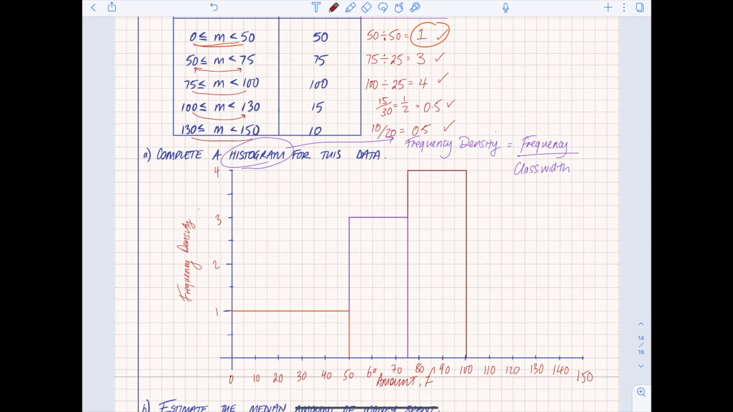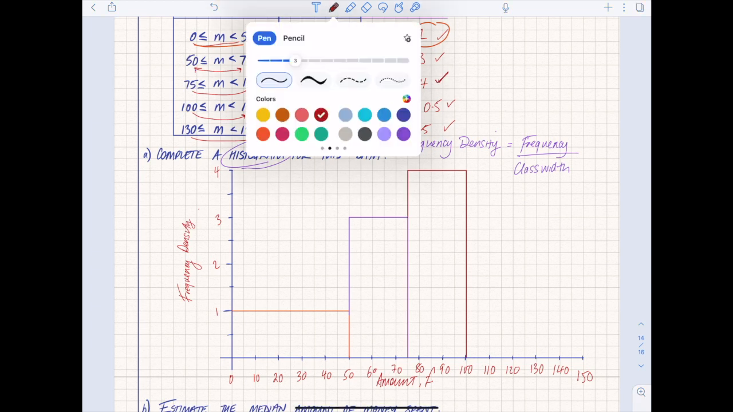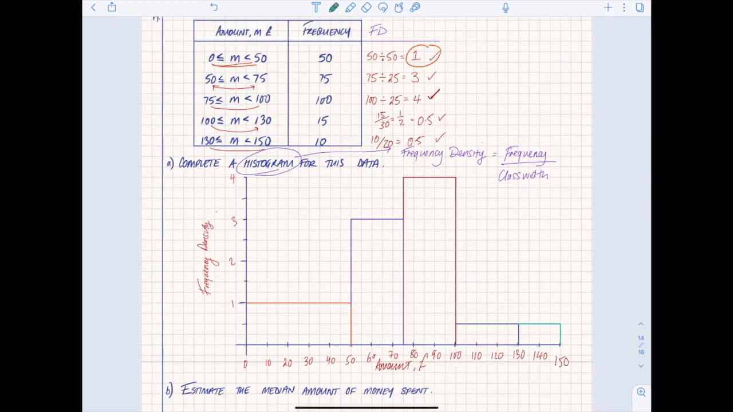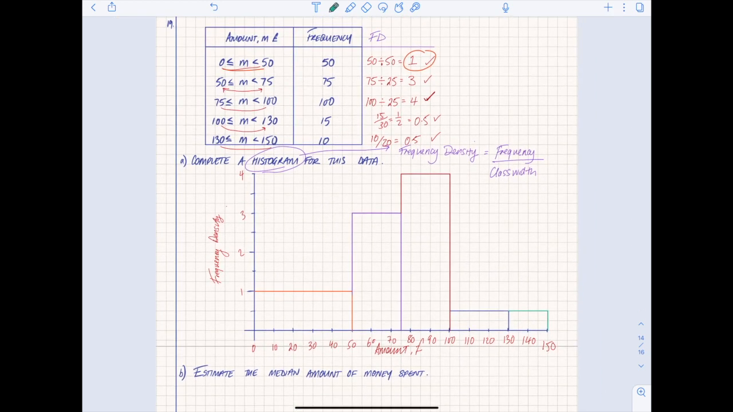Draw my line down, done that, perfect. Next bar is going to be 100 to 130, and that's going to be at 0.5, so a bit of a smaller one. So 100 to 130, 0.5, and then my last bar, 130 to 150, you can see, is also at 0.5. What an examiner is looking for is that you've got bars of different widths, which you can clearly see here, differing widths, and that you've plotted it against the frequency density, not against the frequency. Okay, so that's plotting a histogram.